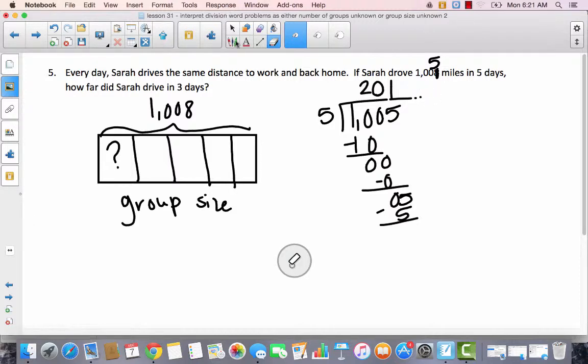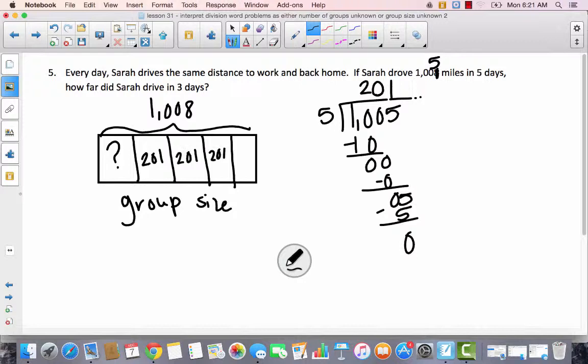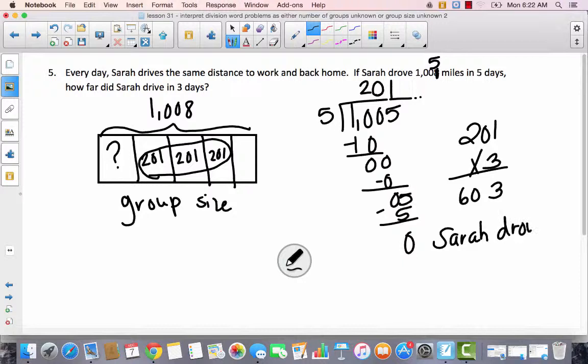All right, so if I have 201 and 5 minus 5 is 0, so now I have no remainder. Okay, so what that means is Sarah drove 201 miles in 1 day. But the question says, how far did she drive in 3 days? So if I've got 201 in 3 days, I could add all three of these together, or I could multiply 201 times 3. It's an easy multiplication problem. And my answer would be Sarah drove 603 miles in 3 days.